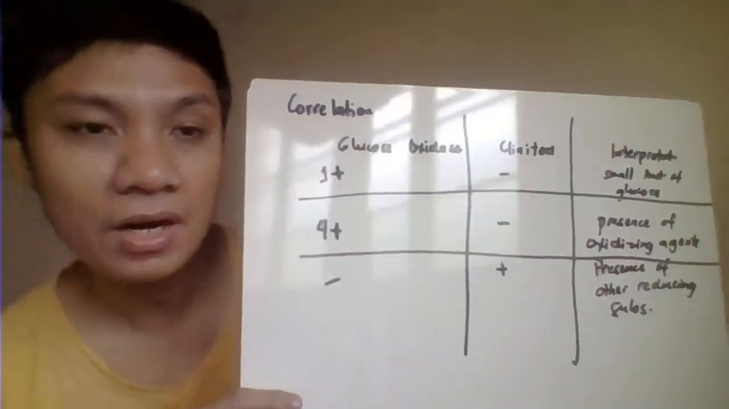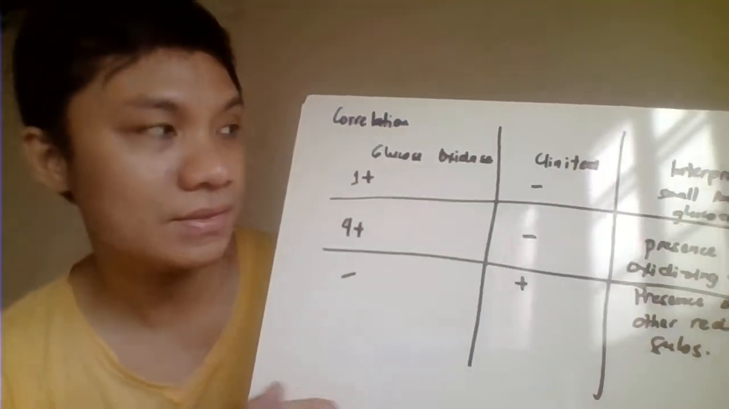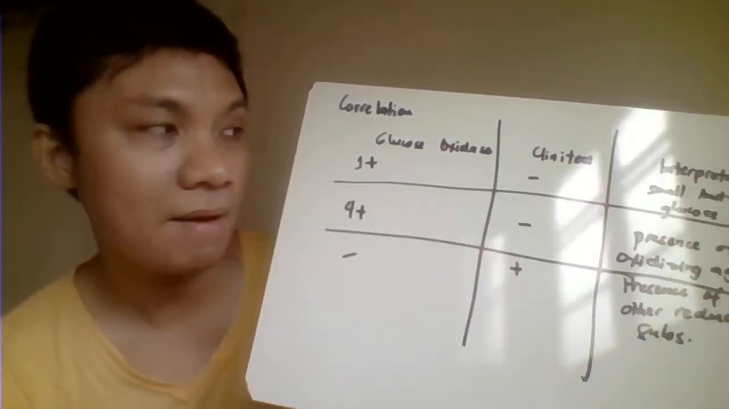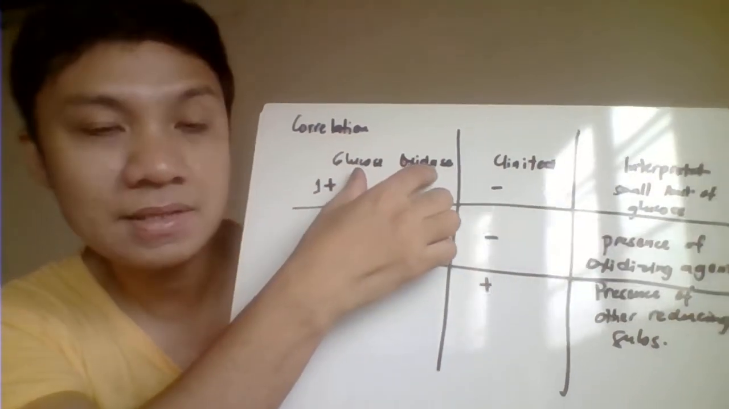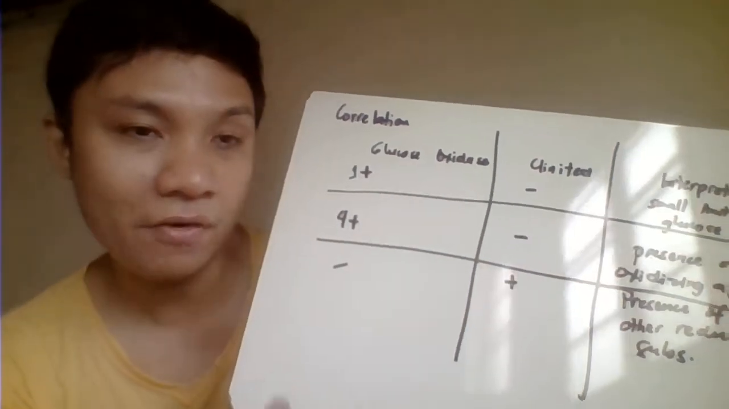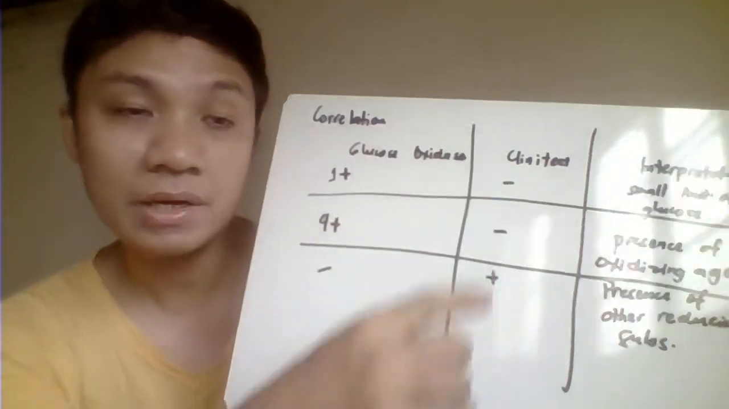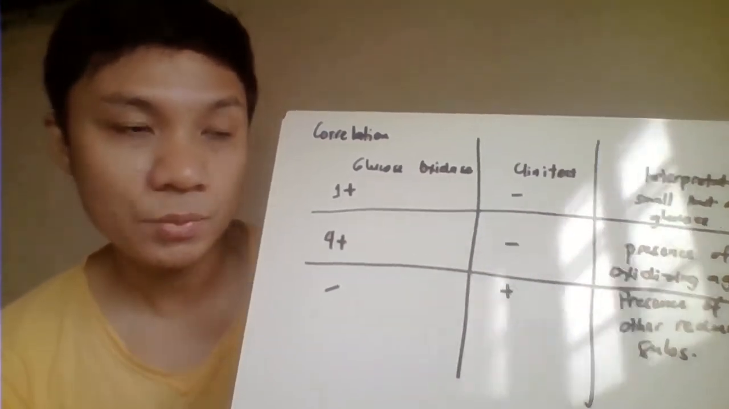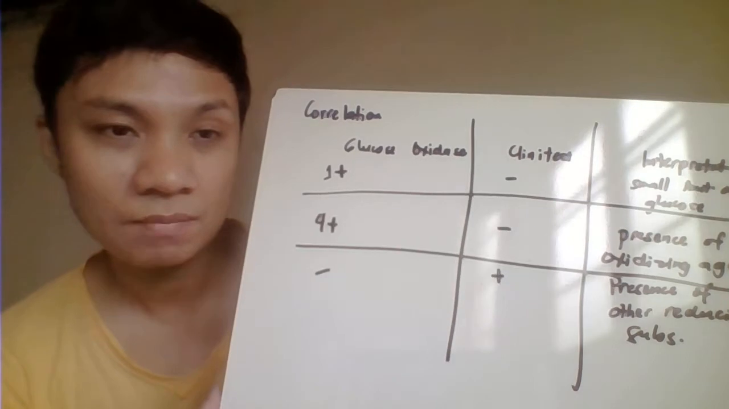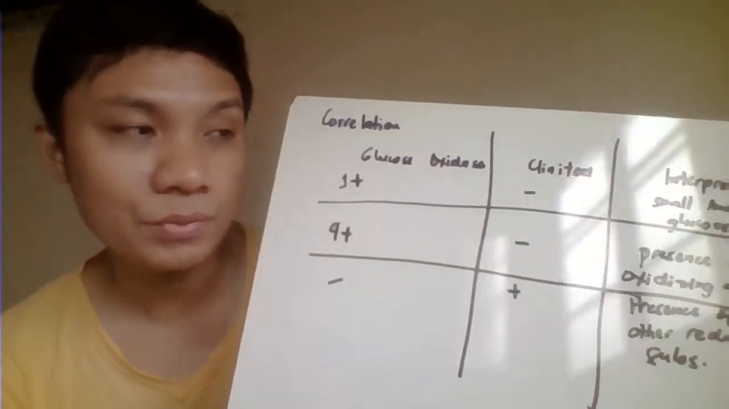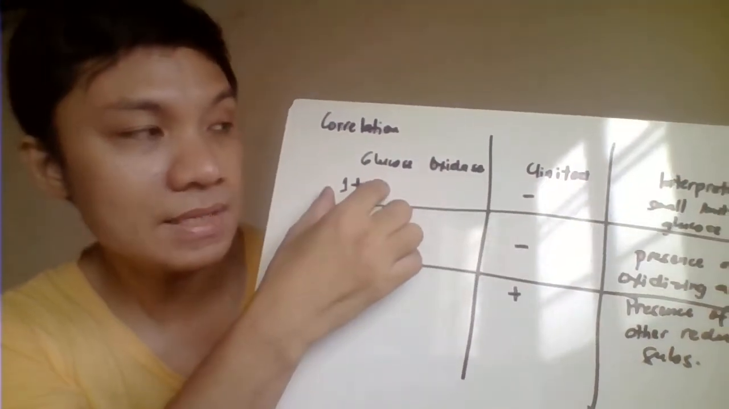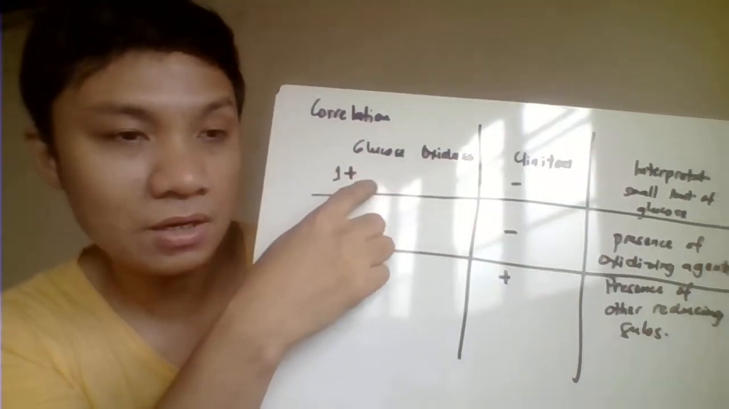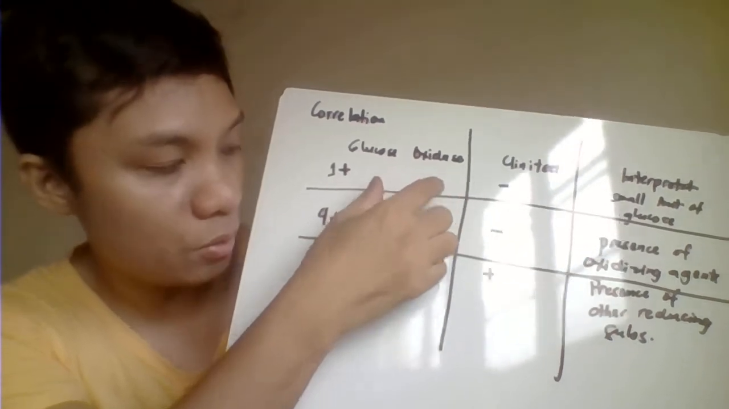Okay, now we have here the correlation between the results of your glucose oxidase, this is your test pad, your reagent strip, versus your Clinitest tablet. So again, the glucose oxidase test in your test pad is only specific for your glucose. Okay, your Clinitest tablet would eventually be positive here for all reducing substances, including your glucose, but not only your glucose, plus your other reducing substances. So 1 plus dito, negative dito, that will signify a very small concentration lang ng glucose, kasi this is of course specific for the glucose.